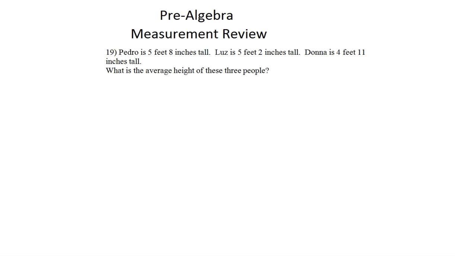Number 19 says, Pedro is 5 feet 8 inches tall. Luz is 5 feet 2 inches tall. Donna is 4 feet 11 inches tall. What is the average height of these 3 people?